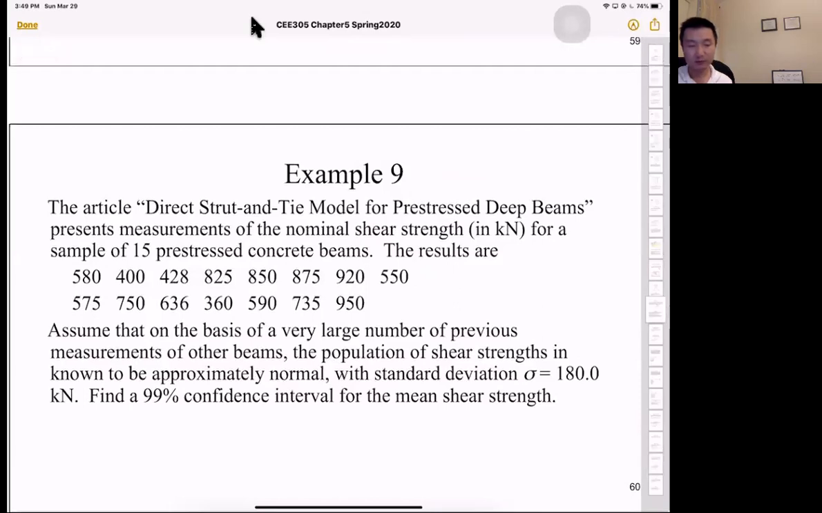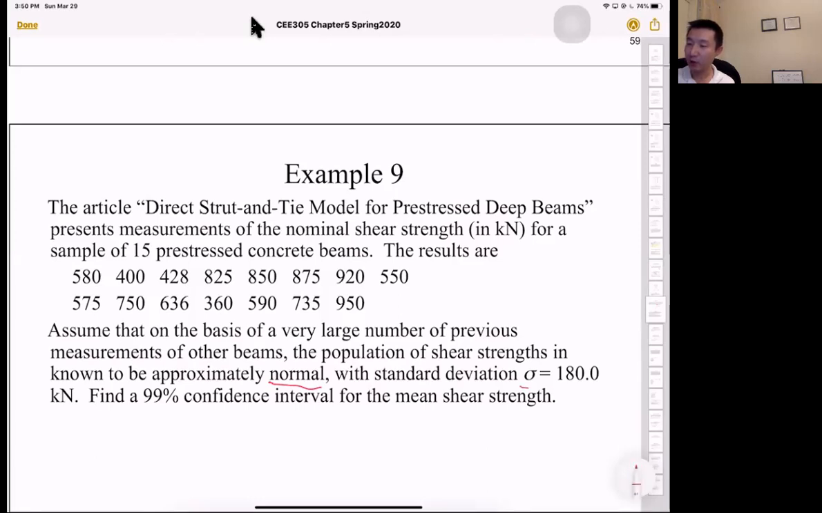Here is another example. The article, direct strut and tie model for pre-stressed deep beams, presents measurement of normal shear strength for a sample of 15 pre-stressed concrete beams. So 15 is a small sample, and here shows the result. Assume that on the basis of a very large number of previous measurements of other beams, the population is known to be approximately normal, so they follow a normal distribution with a standard deviation sigma of 180.